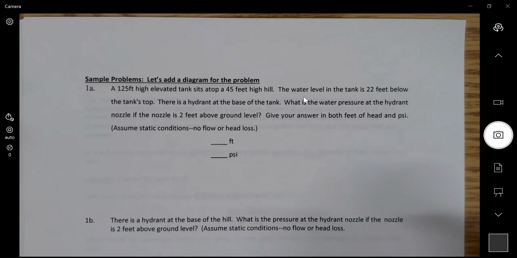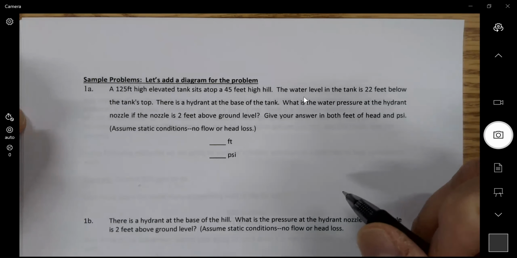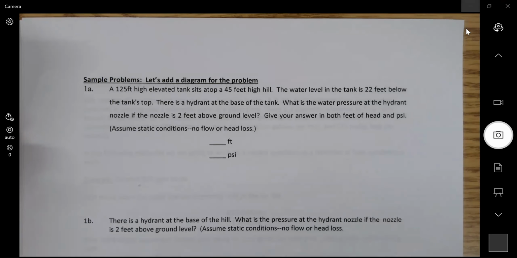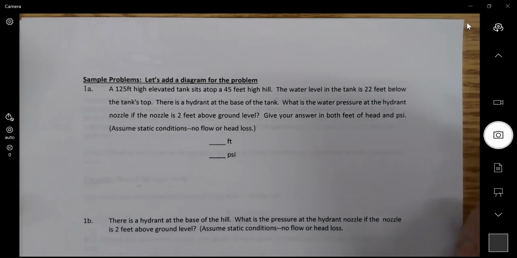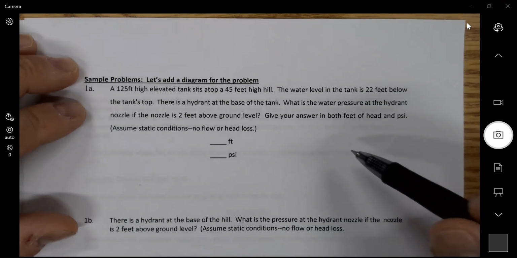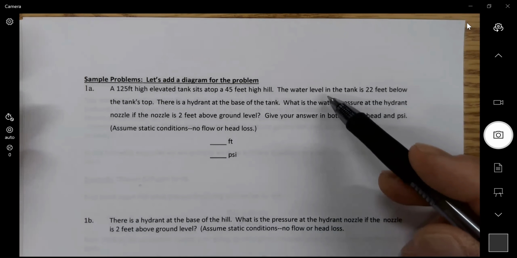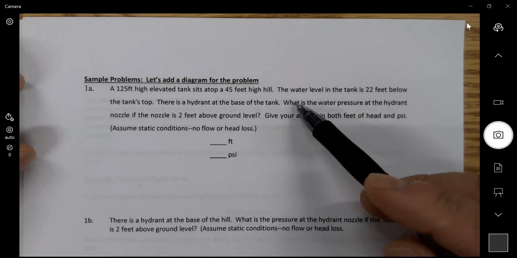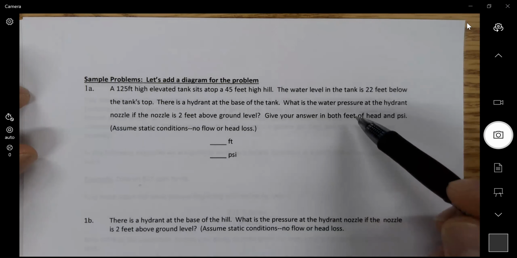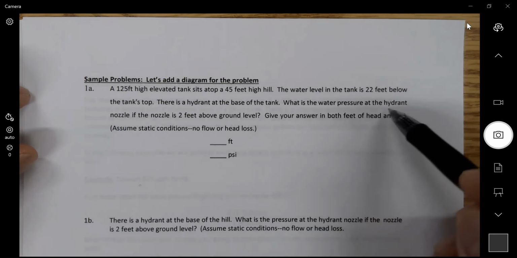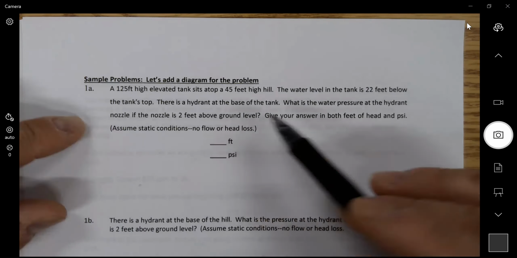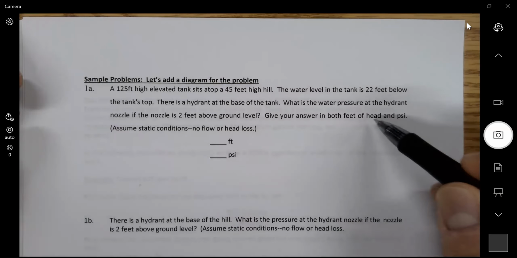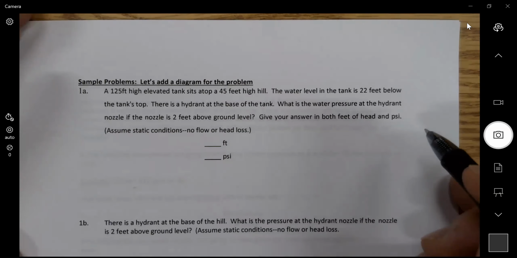All right. Anyway, so this is another static pressure hydraulics question here. And this one's a little bit different. It's more of a story problem, okay? A 125-foot high elevated storage tank sits atop a 45-foot hill. The water level in the tank is 22 feet below the tank's top. In the hydrant at the base of the tank, there's a hydrant. What is the water pressure at the hydrant nozzle if the nozzle is 2 feet above the ground? Give your answer in both feet of head and PSI.